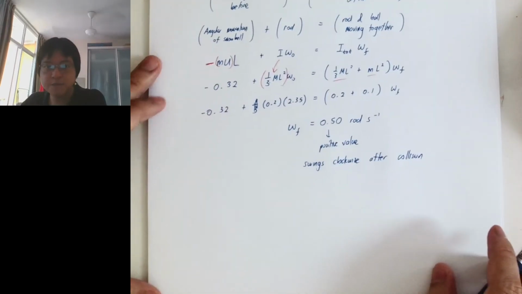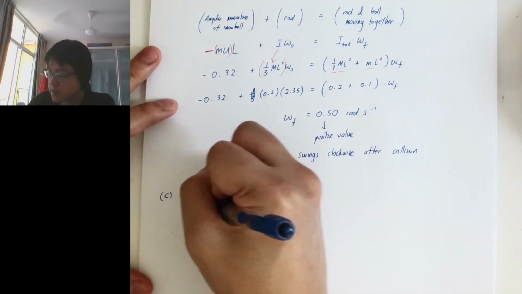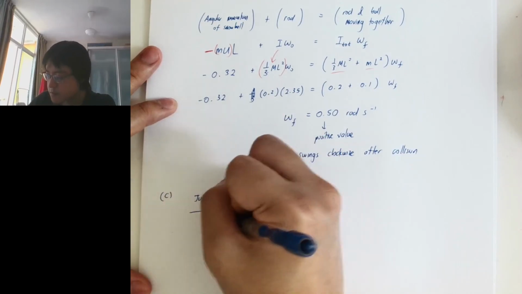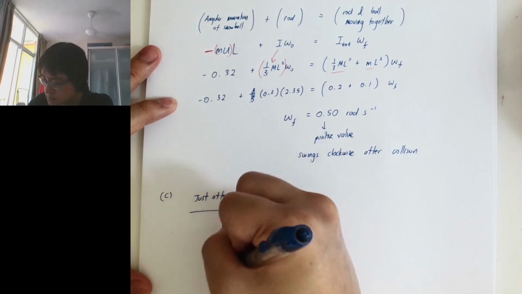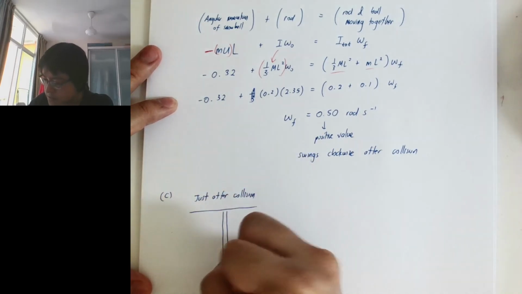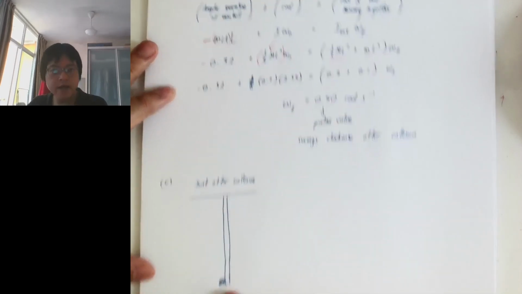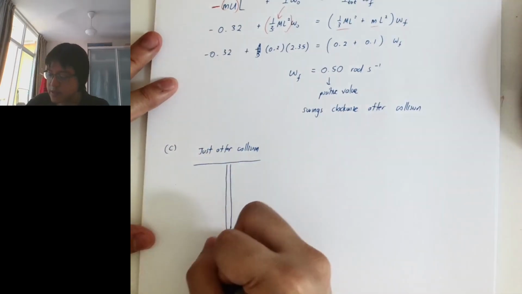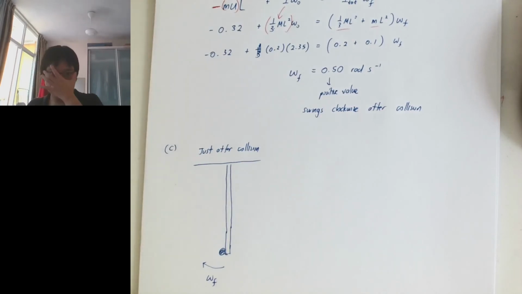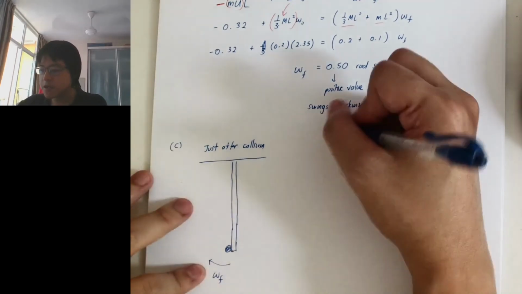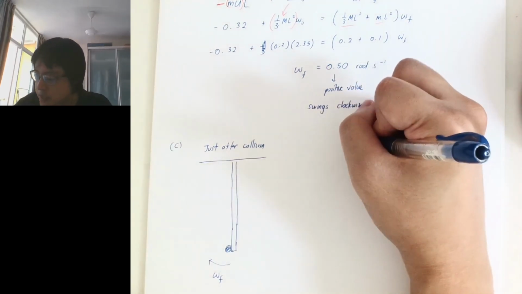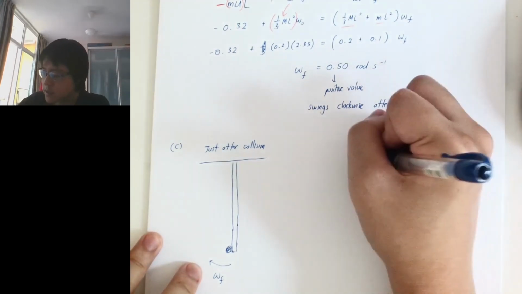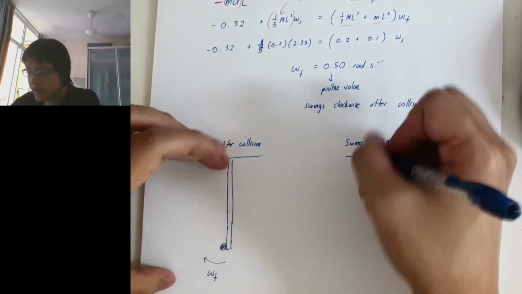So this is the situation that we want to solve now. In part C, just after collision, I have the rod and I have a snowball, and I have calculated my omega to be a positive number. According to my direction, it is swinging this way after collision. And then what happens next? I want to calculate when it swings to maximum height. So after it collides, it will swing. How high up does it swing?